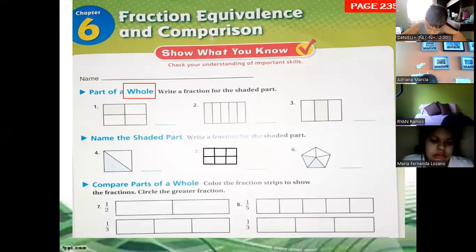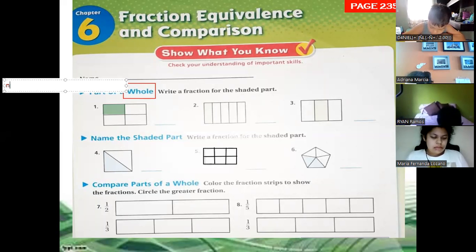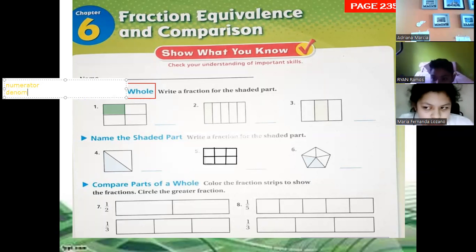Well, these pictures that I have here, we cannot appreciate the color. So I am going to color it. It's kind of green. In the first part, one part of the rectangle is colored. Okay, so in a fraction, there are 2 important parts.